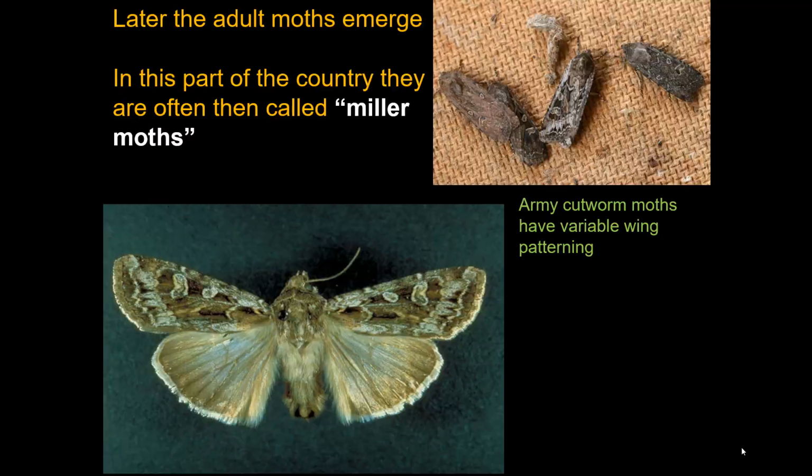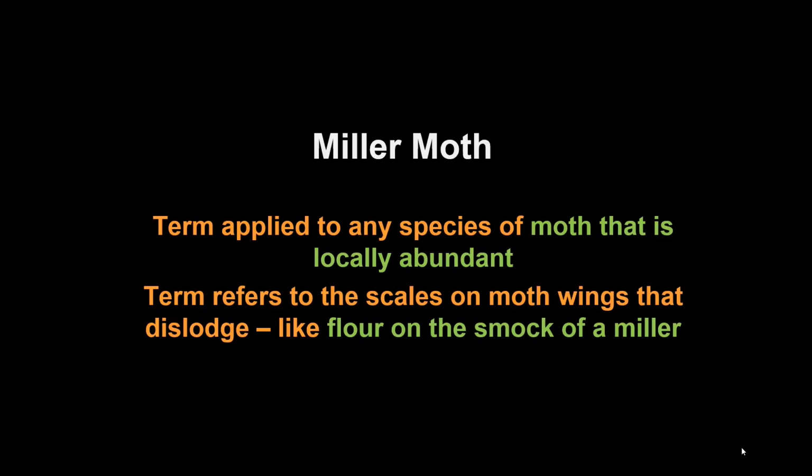And why do we call them miller moths? That is a term that is applied to any species of moth that's locally abundant, and the reason it's called a miller is that a person who mills grain is a miller. And if you mill grain, you get flour on everything. And so moths produce lots of scales that get on things. Millers get flour on them. Anyway, it's analogous to all the flour that might get on the smock of a miller, someone who mills grain.